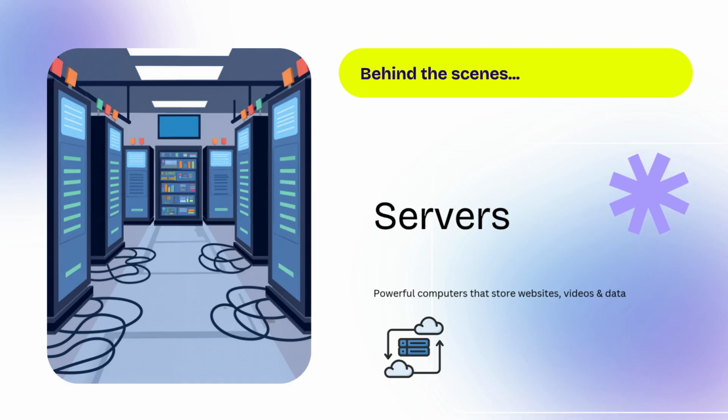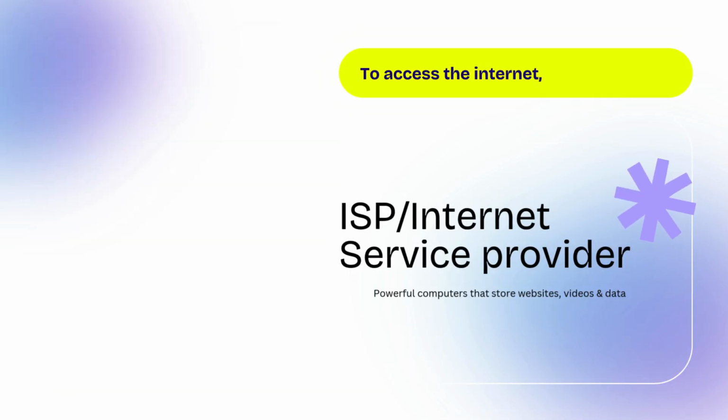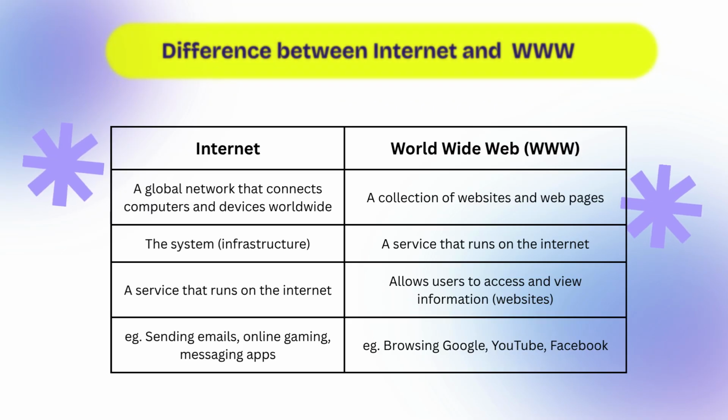Also, to access the internet, you need something called an Internet Service Provider, or ISP. This is a company that gives you access to the internet, like Safaricom, Airtel, or Wi-Fi providers. Without an ISP, your device cannot connect to the global network. So to summarize, the internet is a worldwide network that connects devices, allowing people to share information, communicate, and access services online.